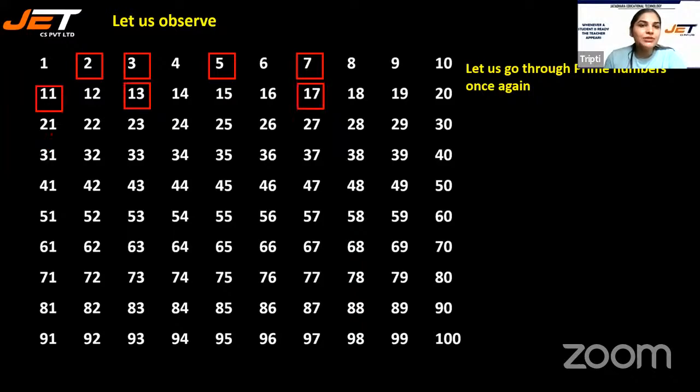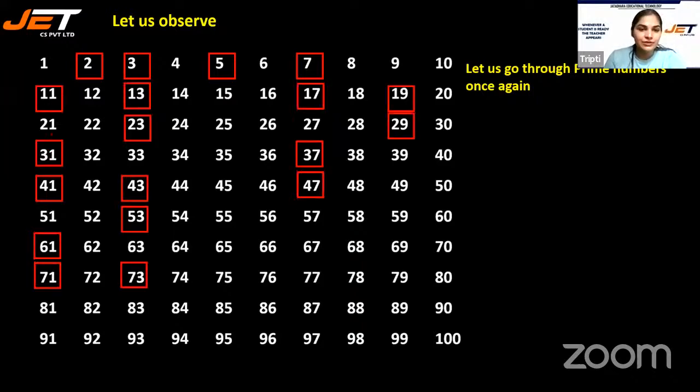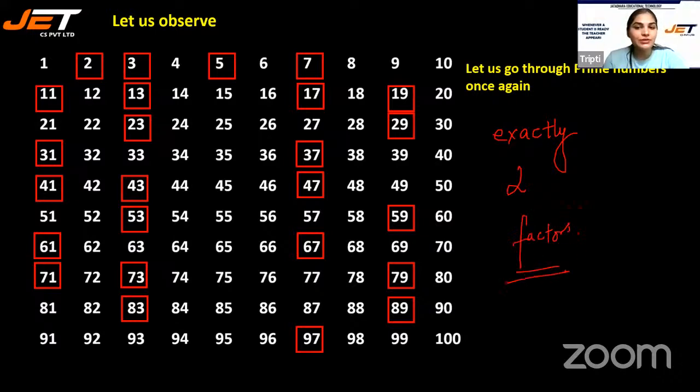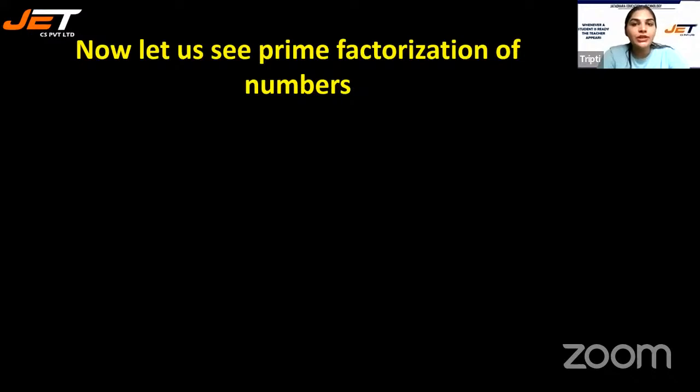These are the prime numbers. Prime numbers are the numbers that have exactly two factors. Exactly and only, you can say, two factors. Prime numbers have only two factors. Exactly two factors, right? Now, moving on, let's do prime factorization. This is what we have to learn today.